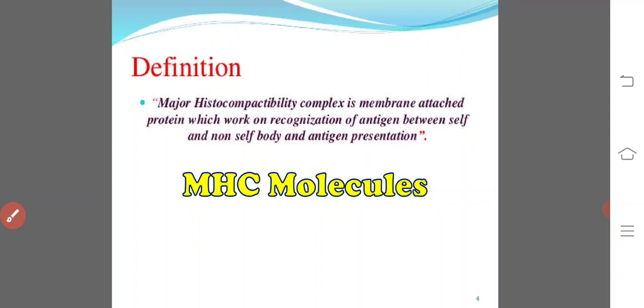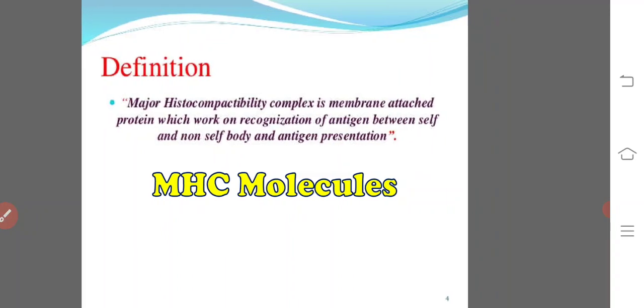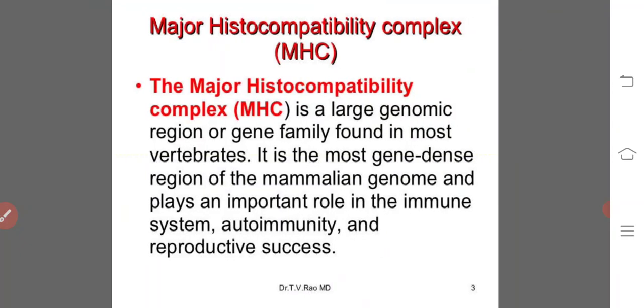How to define the MHC molecules? Major histocompatibility complex molecules are membrane-attached proteins which work in recognition of antigen between self and non-self body and in antigen presentation. Here, the MHC molecules are the surface proteins.